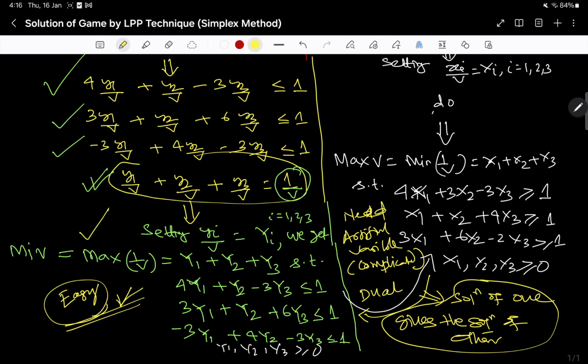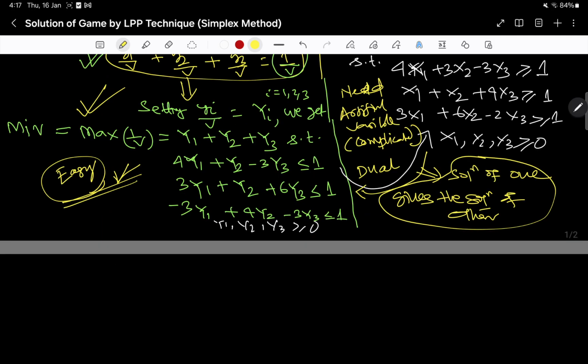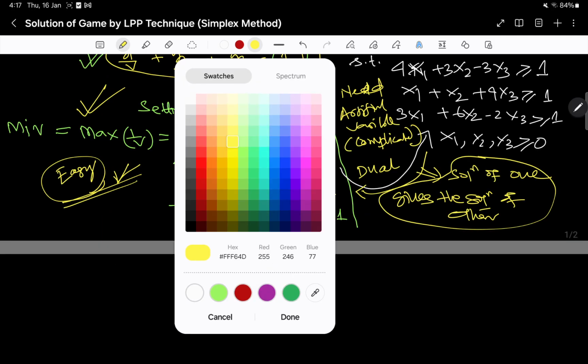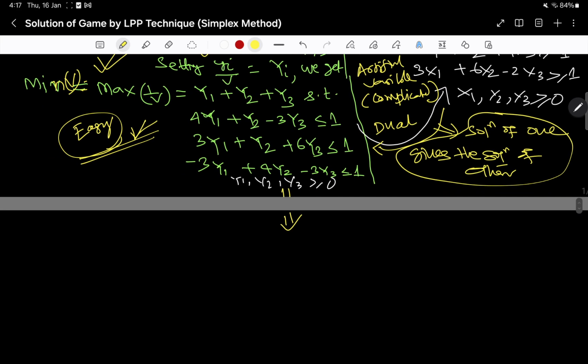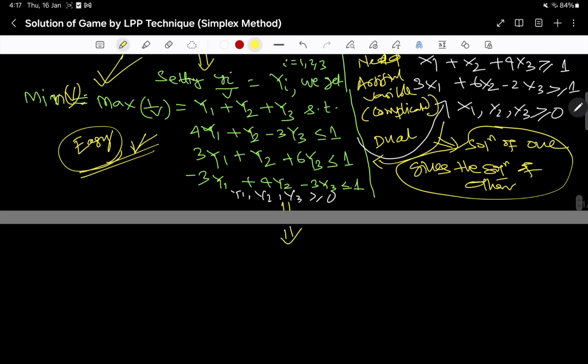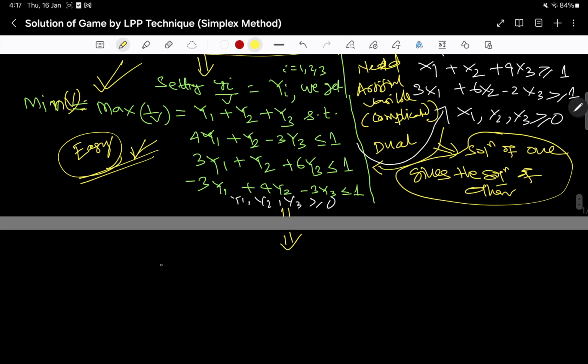Now I am considering from B's point of view. This is your minimize V, which is maximize. So I am now solving from B's point of view. Now we bring it to the standard form. Use slack variables to find the standard form.